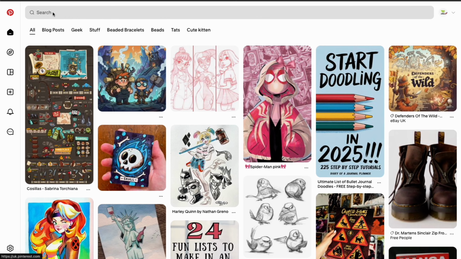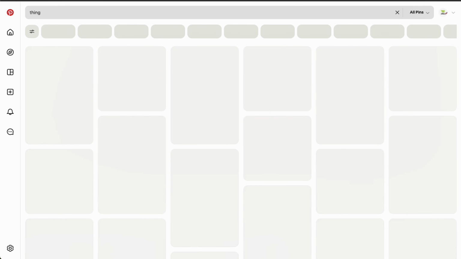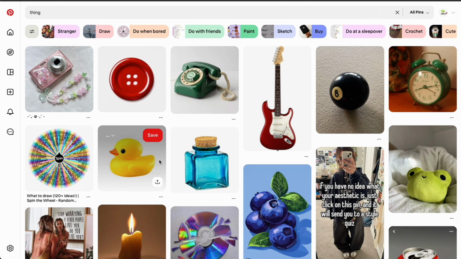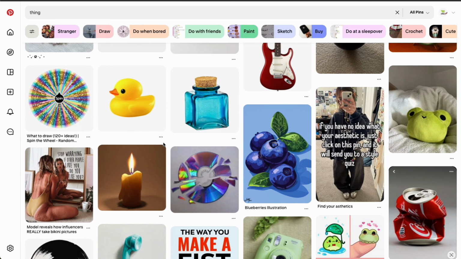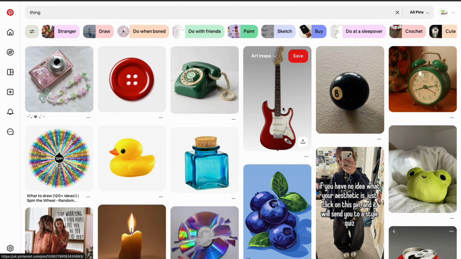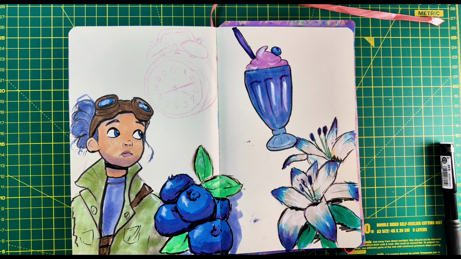Okay, the 5th prompt is probably the most random one, which is thing. So we will see what we get. I have no idea what we're going to get. Okay. I feel like the button's really boring to draw. And I've seen the phone about 1,000,001 times as well. I've seen the rubber ducky. You know what? I really don't want to draw the guitar either, but what shall we do? Let's draw the clock. Okay, we're going to do the clock.